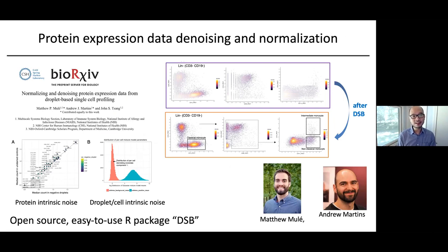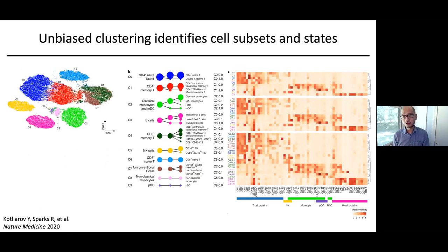On the right, I just give you an example. I don't have the time to go into the technical details of this particular approach, but you can see that looking at classical biaxial plots, after this kind of denoising and normalization, you can see much cleaner populations and less noise, and you can manually gate these types of data if you would like to. But of course, with a large number of proteins, we can perform unbiased clustering using the protein expression profiles to reveal both cell subsets as well as finer cell states.